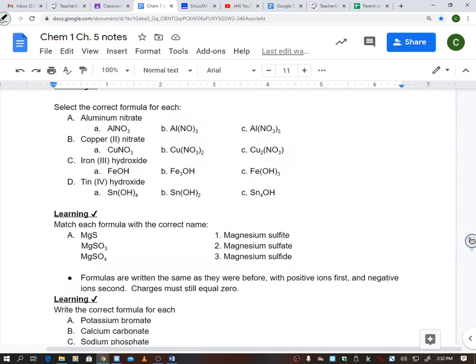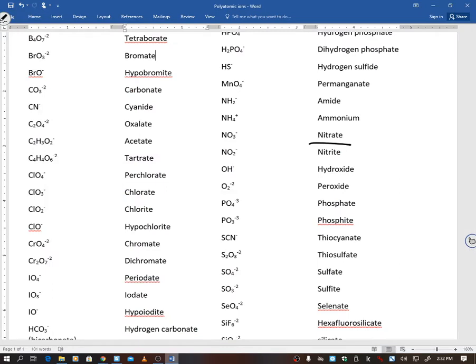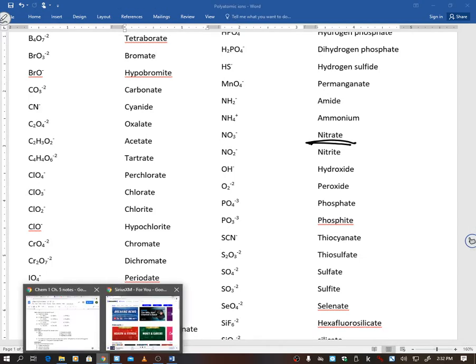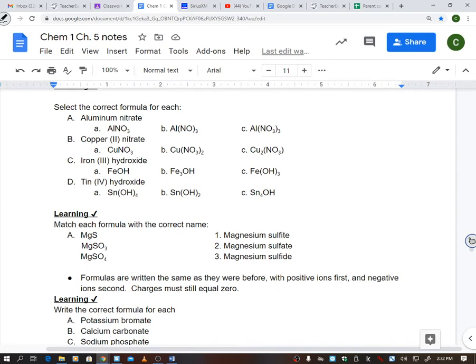All right, so the learning check, let's look at it. Select the correct formula for each. So I have aluminum nitrate. If you're not comfortable with these yet, you're going to come over here and look for nitrate. It is NO3, and it's a -1. And then I've got aluminum, which I'm just going to use my periodic table. It is a +3. So you still are going to crisscross these, but remember when I crisscross this 3, I have to put it in parentheses. All right, so your correct answer is C.